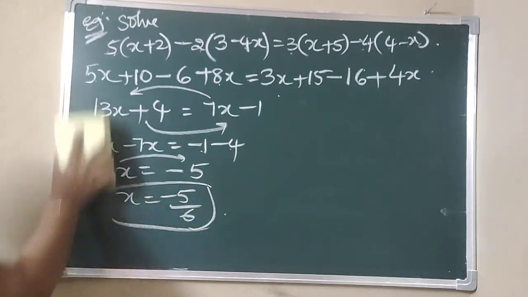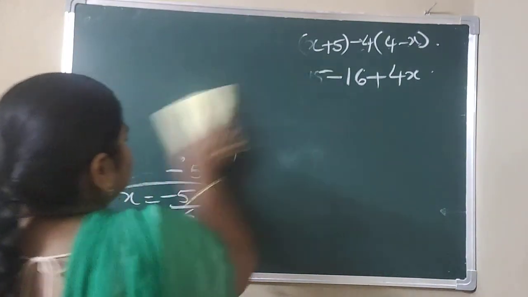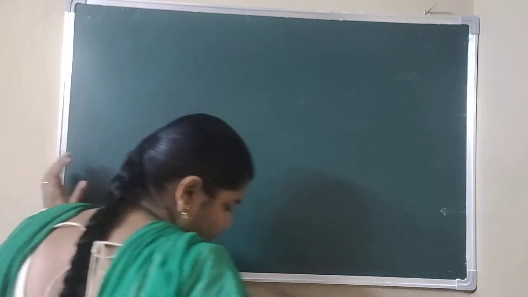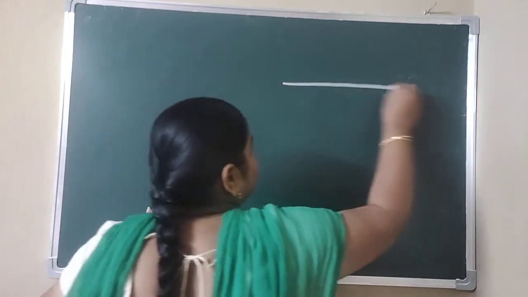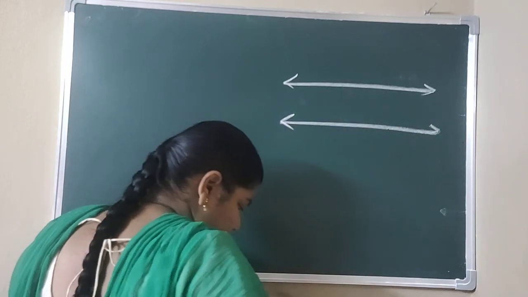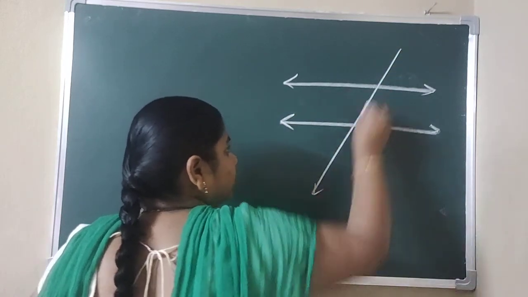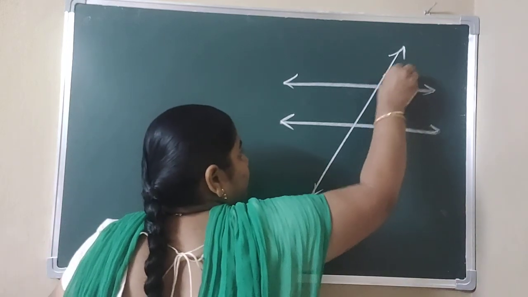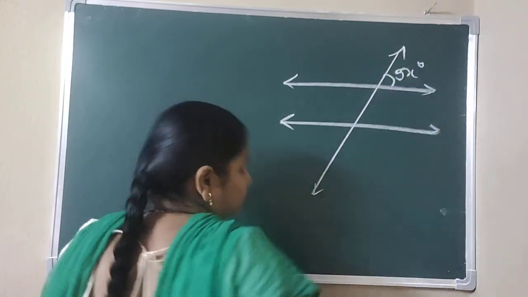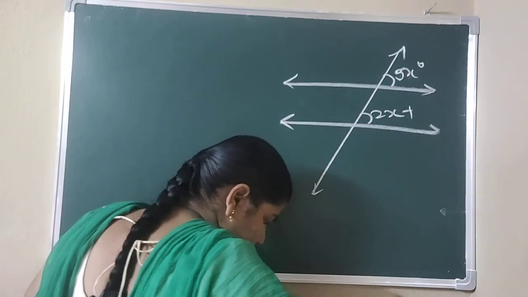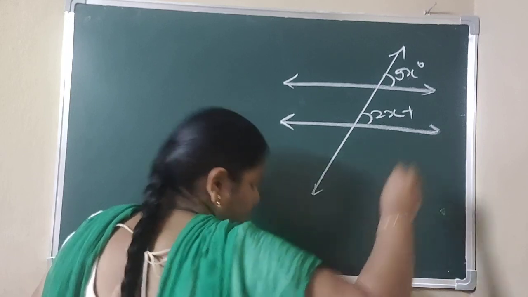Next one. So they have given one figure. Parallel lines, transversal. This is 5x and this is 2x plus 24.